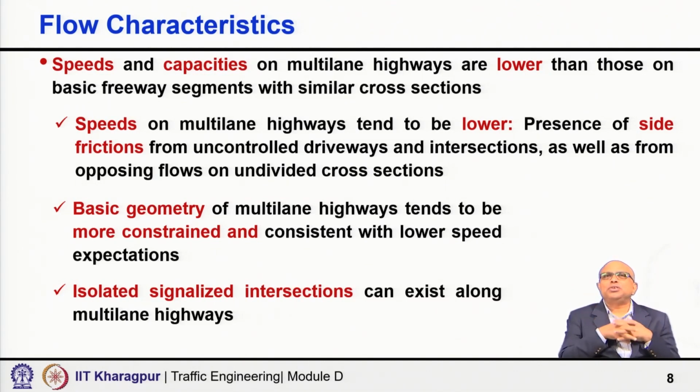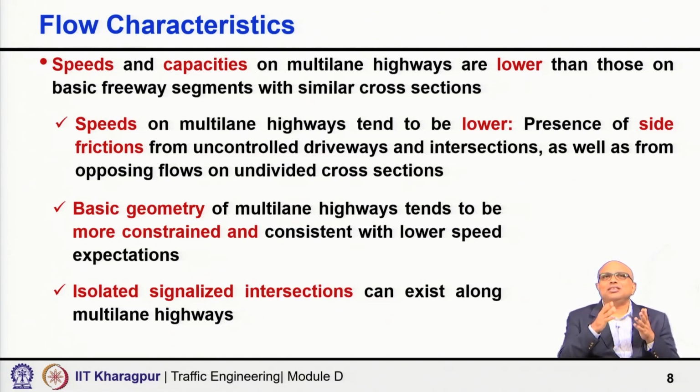The basic geometry of multi-lane highways tends to be more constrained, because you have to understand and accept that freeways are the highest level of facilities. So, obviously, a multi-lane highway is not at the same level. The basic geometry of multi-lane highways tends to be more constrained and therefore also consistent with lower speed expectation. That is why the speeds are lower.